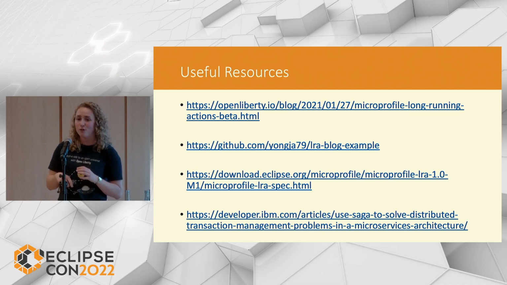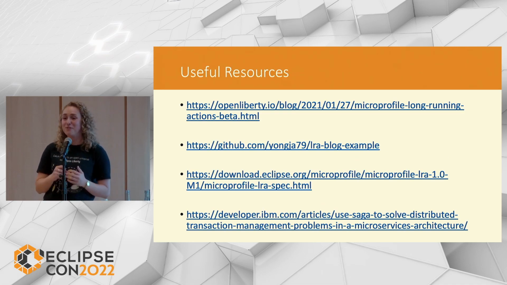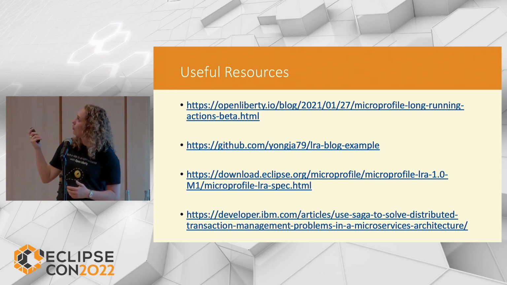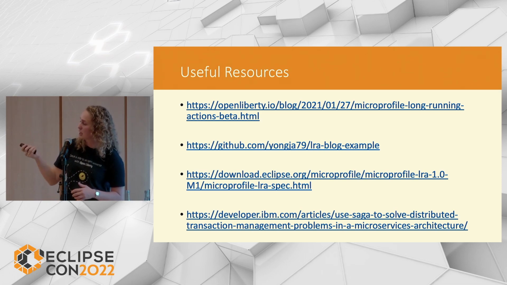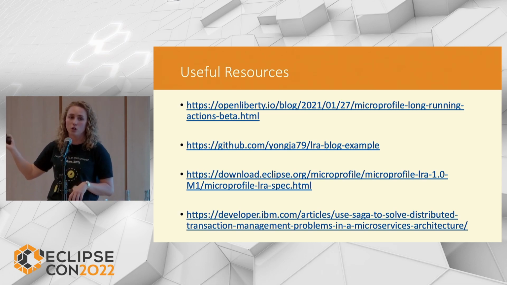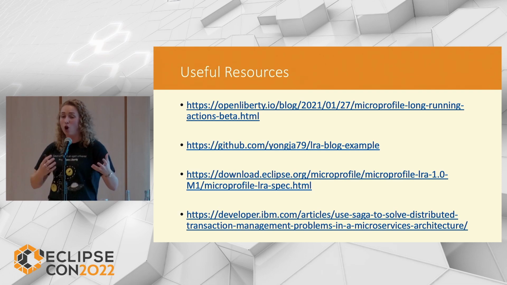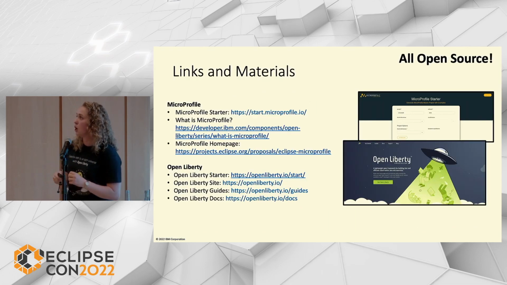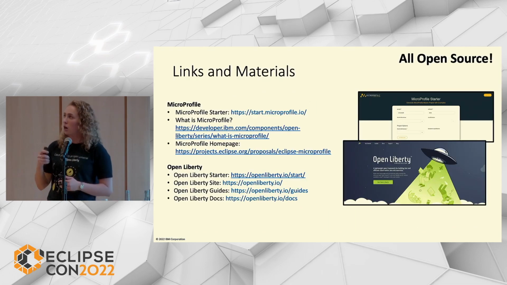As if I haven't given you enough homework already, if you want further reading, then here are some useful resources that you can take a look at. The first one is to that blog that I mentioned. The second one's to the GitHub repo. The third one's to the specification, the documentation. And the last one is, in case you want to take a closer look at Saga in general, we've got an interesting article on IBM Developer that goes over that overarching sort of architecture type as well.